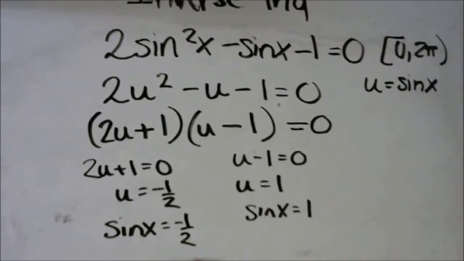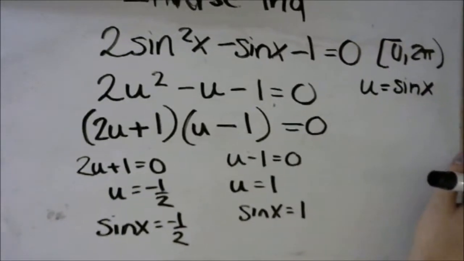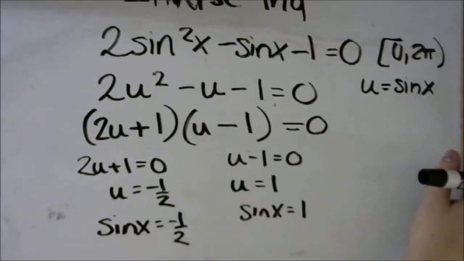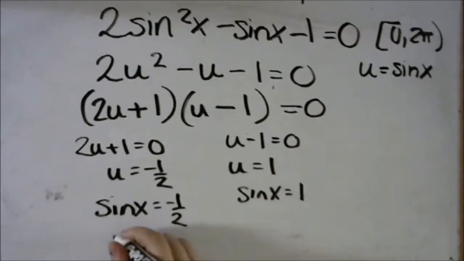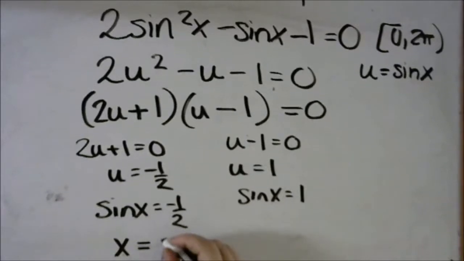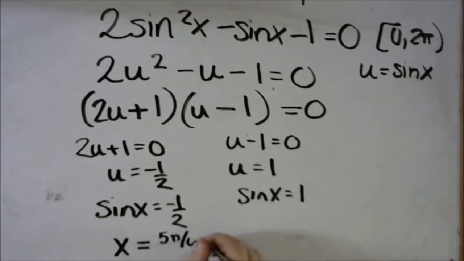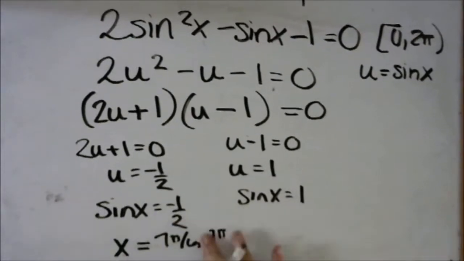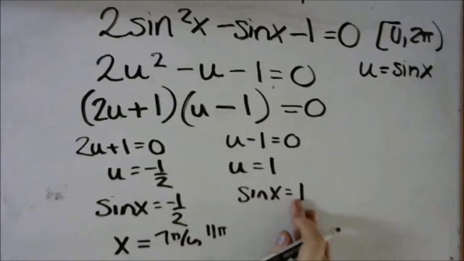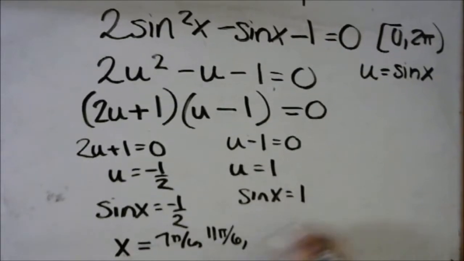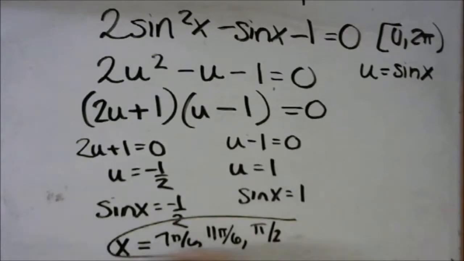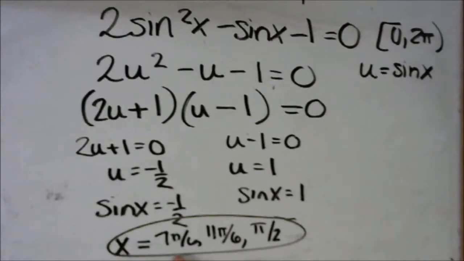Since we've restricted our solutions to be on the unit circle, we just need to think of the angles on the unit circle whose sine value is -1/2 or whose sine value is 1. This leaves me with a final solution: in quadrant 3, we have 7pi/6. Quadrant 4 is 11pi/6. Then over here, we have sine is equal to 1 only at pi/2. So the solution to this equation is 7pi/6, 11pi/6, and pi/2.